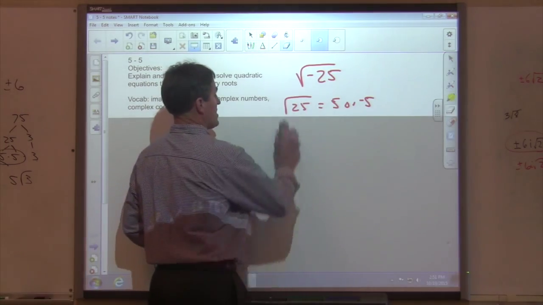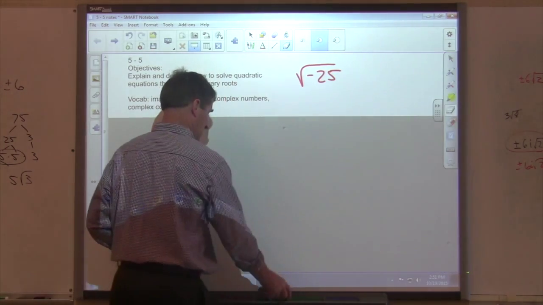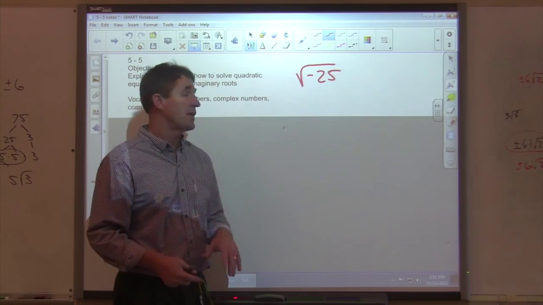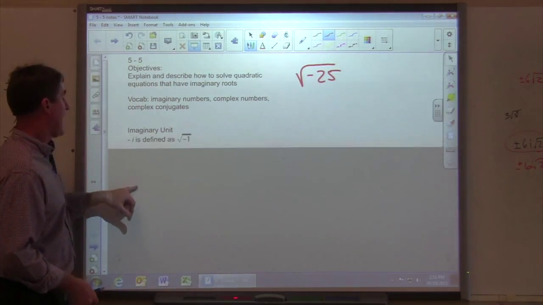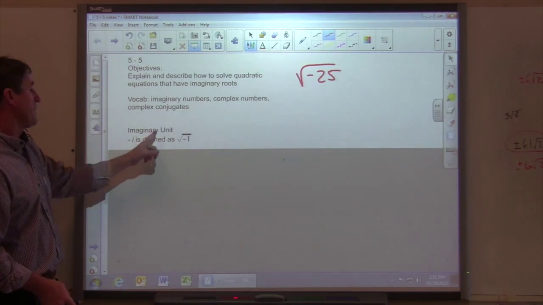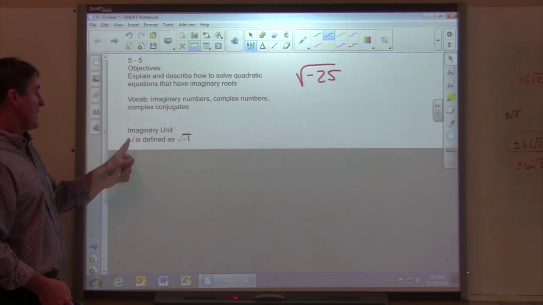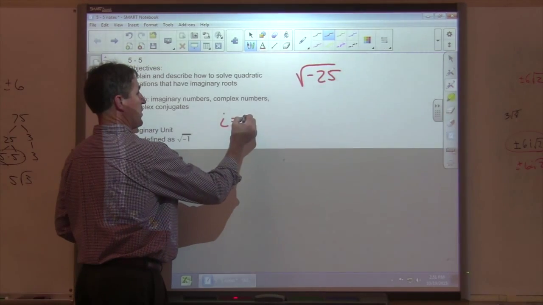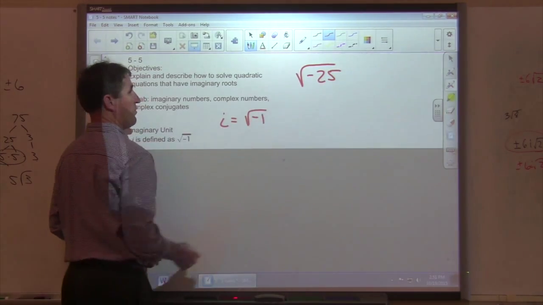So they had to come up with some way to deal with that, because in some places, especially in the sciences, you can run into where you have to take the square roots of negative numbers. And so how they handled that was they came up with what's called the imaginary unit. And that's just that we're going to let i equal the square root of negative 1.